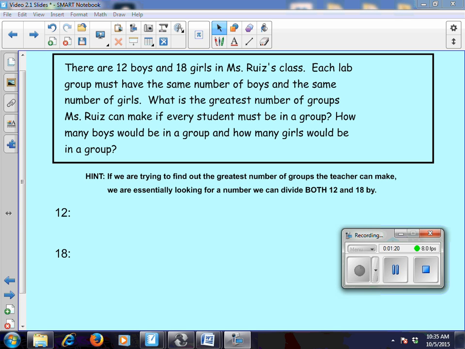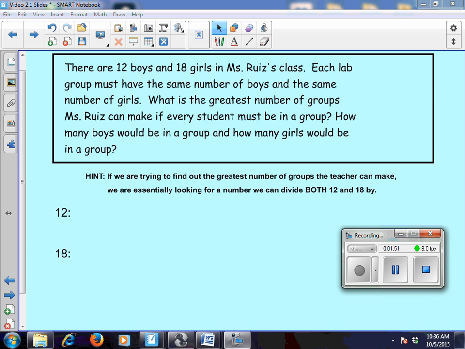This question is a perfect example of when we use the greatest common factor to help us solve problems. Let's take a look at this question. There are 12 boys and 18 girls in Miss Ruiz's class. Each lab group must have the same number of boys and the same number of girls. What is the greatest number of groups Miss Ruiz can make if every student must be in a group?